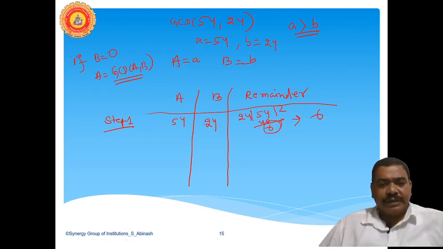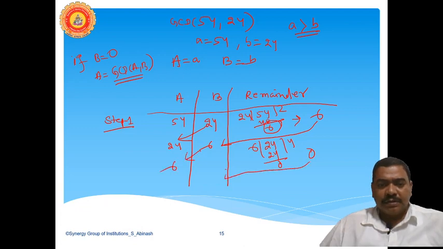We repeat the process. Since the remainder is not equal to 0, A will become 24 and B will become 6. Now we check: B is equal to 6, which is not equal to 0, so once again we calculate the remainder. The remainder of 24 divided by 6 is 0. We set B to 0 and go to step 2. If B is equal to 0, A is the GCD. Now B becomes 0, and the value of A is 6. So GCD of 54 and 24 is equal to 6.